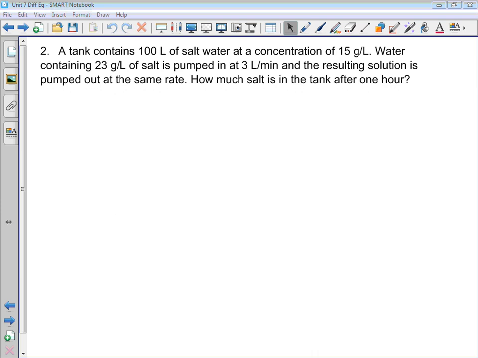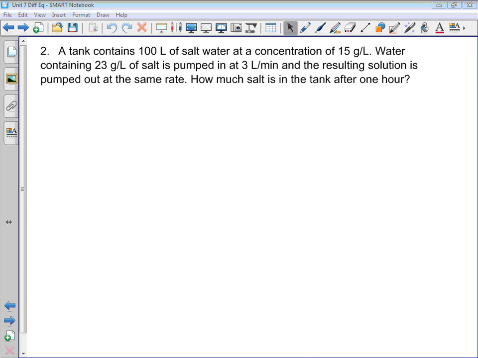A tank contains 100 liters of salt water at a concentration of 15 grams per liter. Water containing 23 grams per liter of salt is pumped in at 3 liters per minute, and the resulting solution is pumped out at the same rate. How much salt is in the tank after 1 hour?